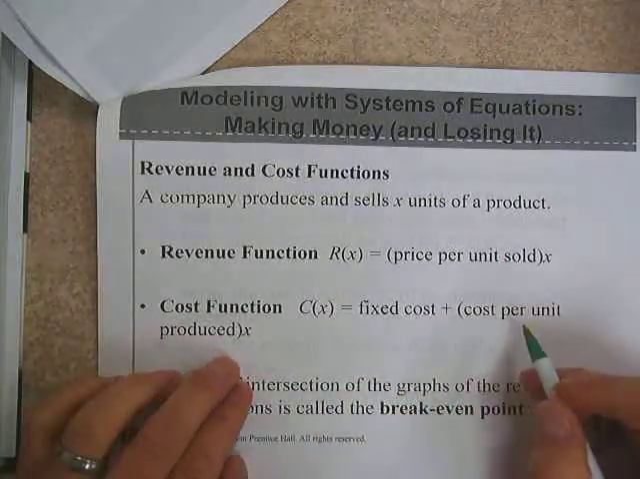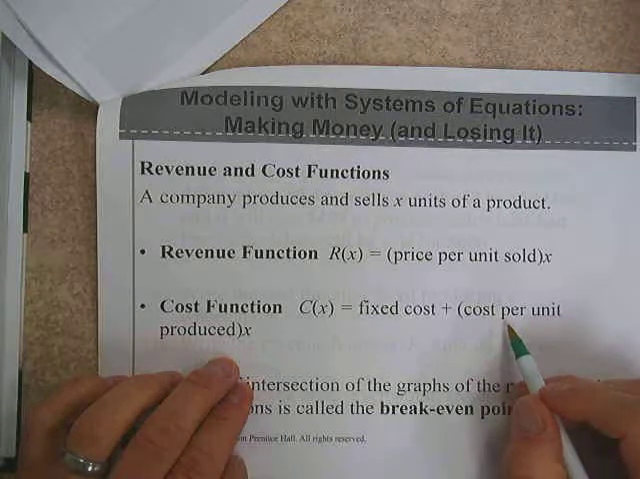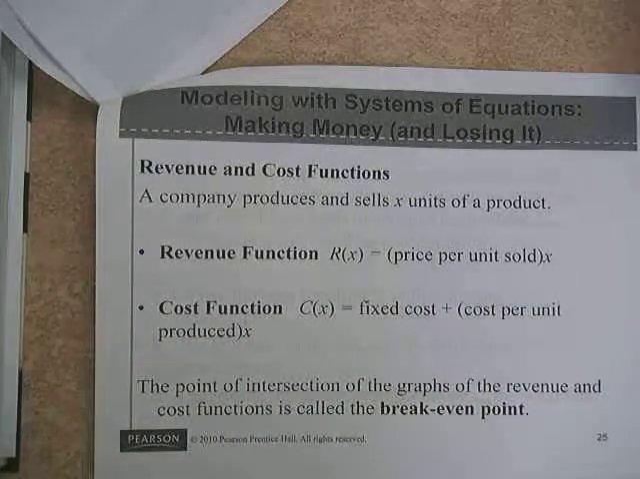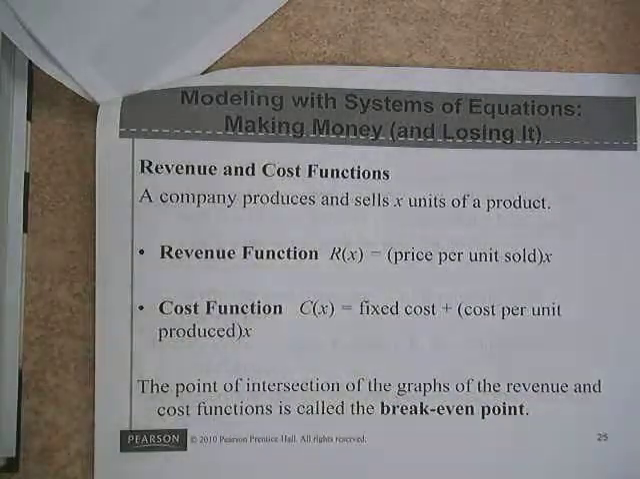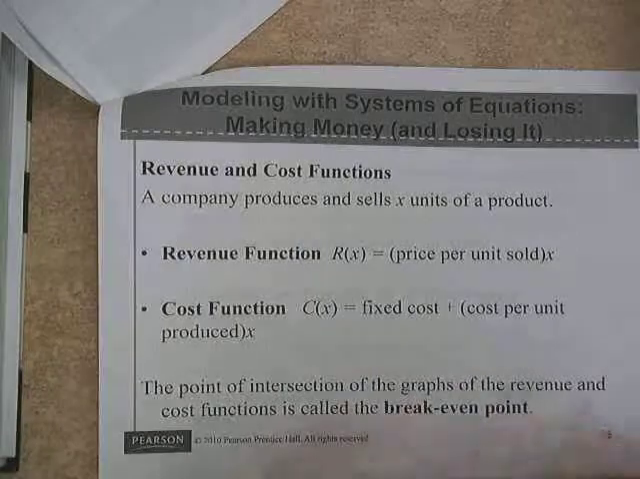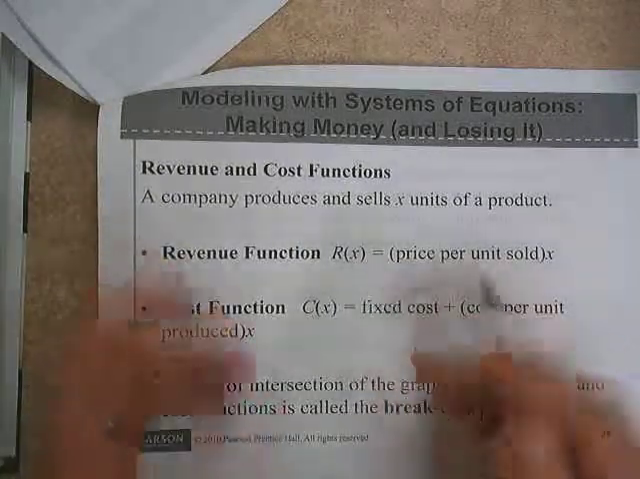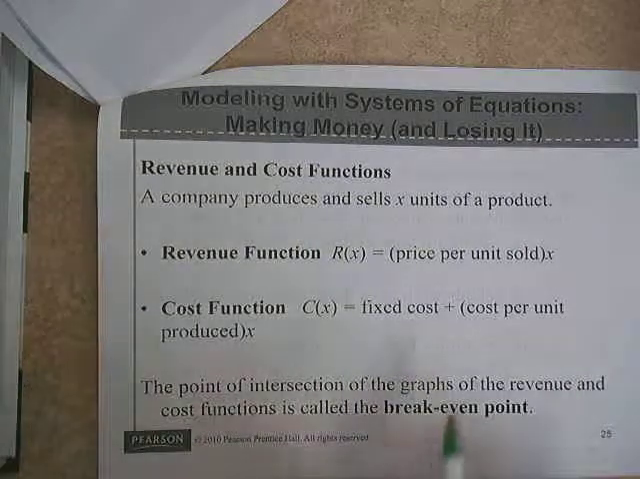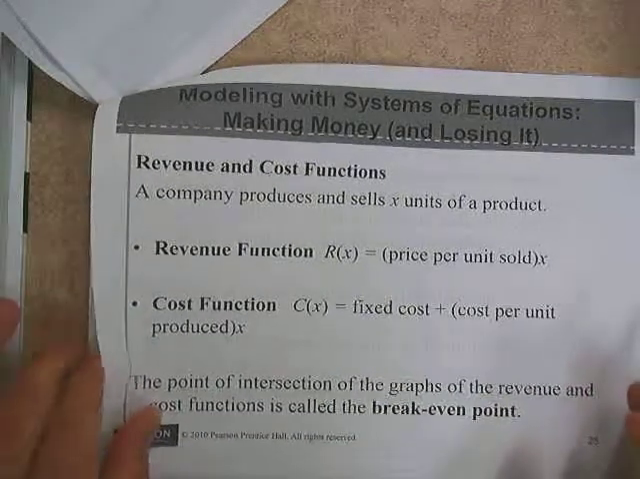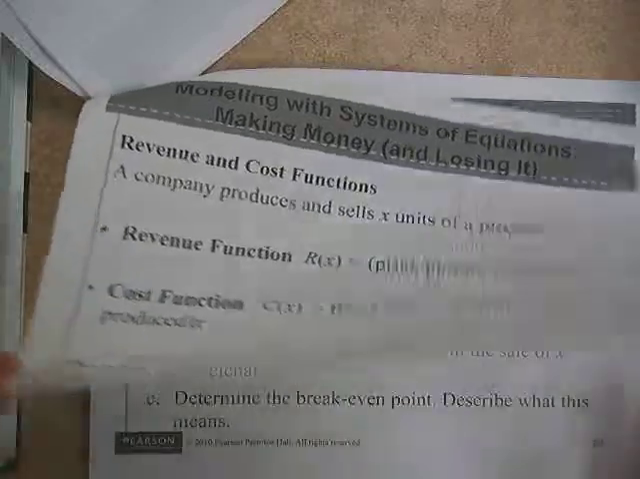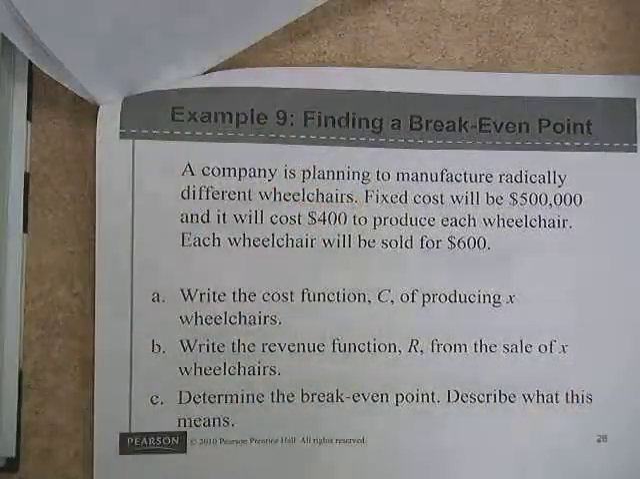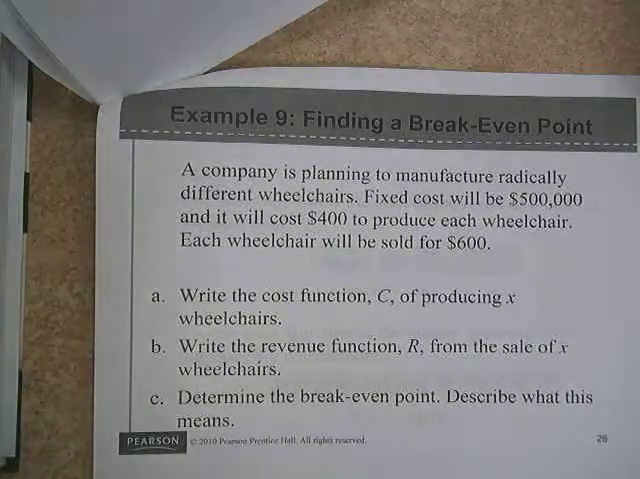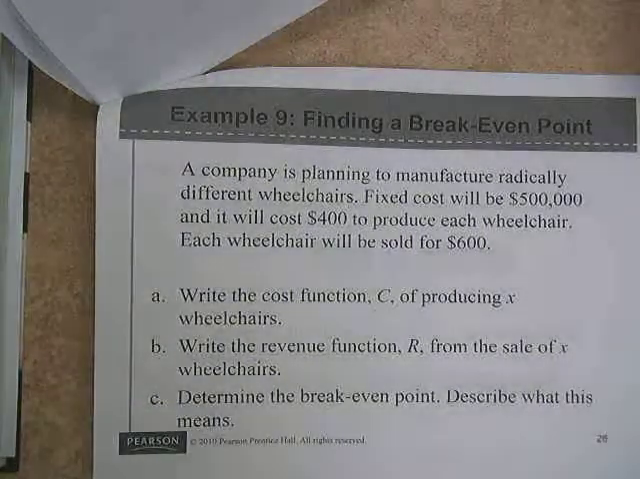A cost function here would be if there was a fixed cost, like if we were doing a lemonade stand, we'd actually have to buy the ingredients. That would be our fixed cost. And then our cost per unit produced, if it costs us 2 cents to make every lemonade glass that we sell, then it's going to be 2 cents times how many we sold. So this is going to be our cost function. And ultimately the point of intersection of the graphs of these two is what we call the break-even point. If we break even, these are going to be where these two functions intersect. And ultimately if we're in business, then we want to be on the other side of the break-even point so that we're actually making money.